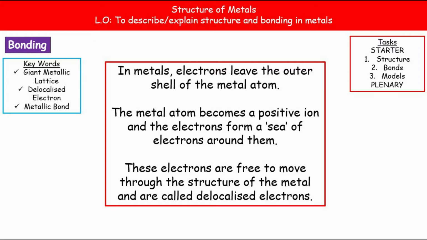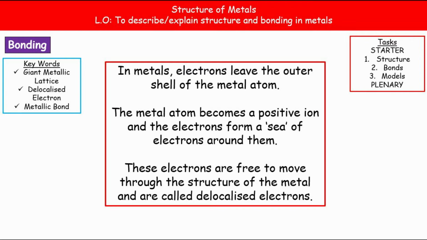Now these form a sea, if you like. They're not fixed in any given position. They're free to move around the atoms as they were, and they can then flow in all three dimensions. Now, because we've lost electrons from the atoms, they are no longer atoms, they are ions. And because we've lost electrons, then that means they're going to be positive ions. So what we end up with are positive metal ions and this sea of delocalised electrons around them.